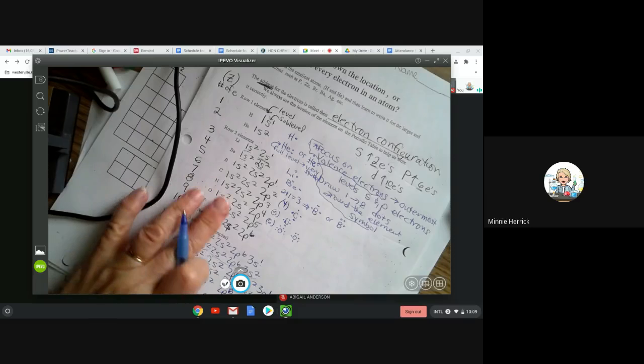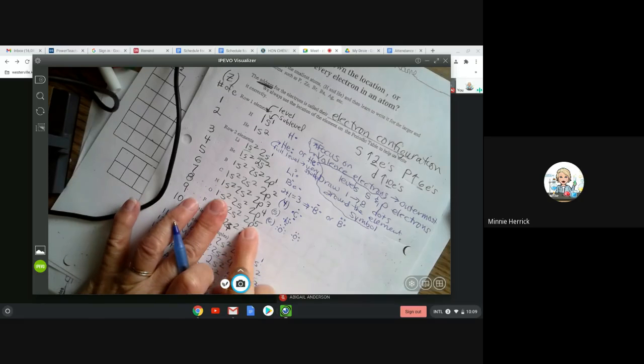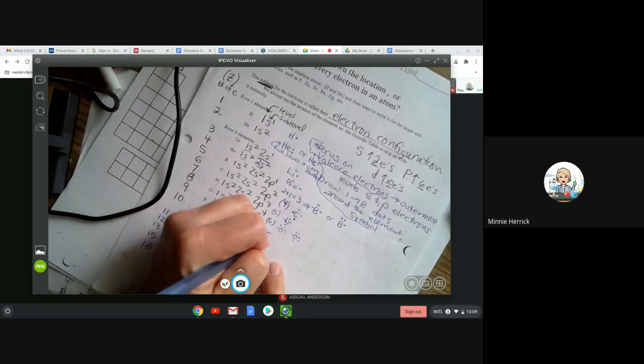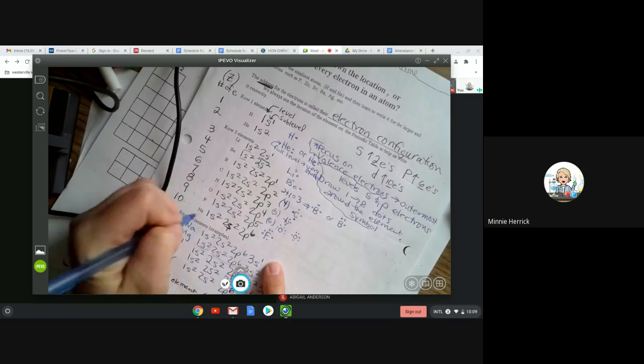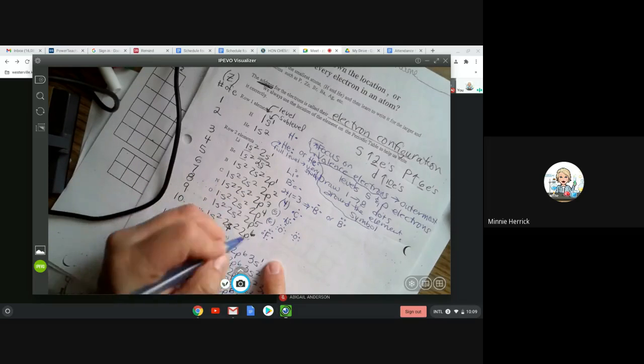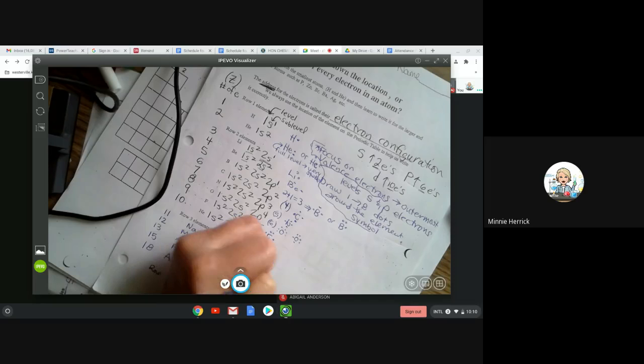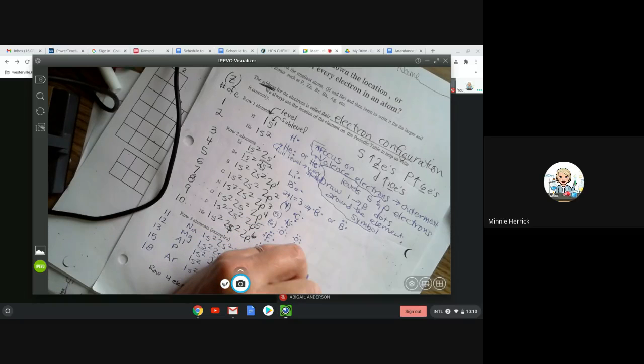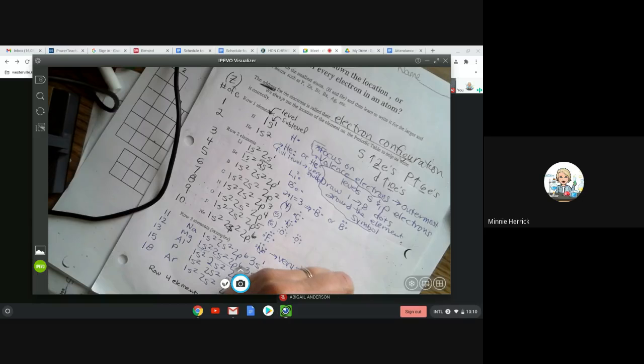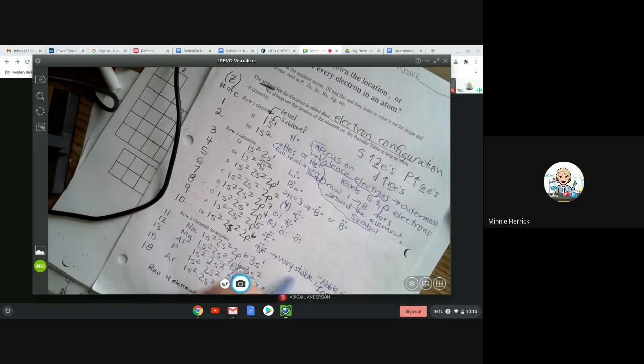Also, when you do fluorine, it has 2 and 5, and that makes 7. So you do 2, 2, 2, 2, and 1. And then neon has all 8. So neon is going to be all filled up. All these are going to be filled up. So it's very, very stable. We're going to call this a noble gas. A noble gas is what it's called. Sometimes it's called an inert gas. Okay, and it doesn't react with anything because it's got the full level.